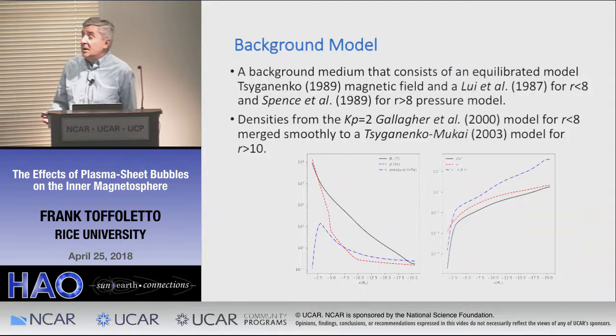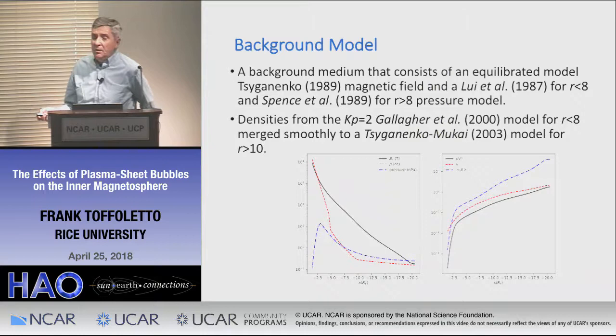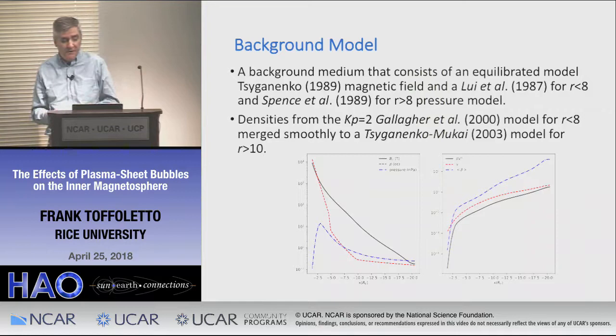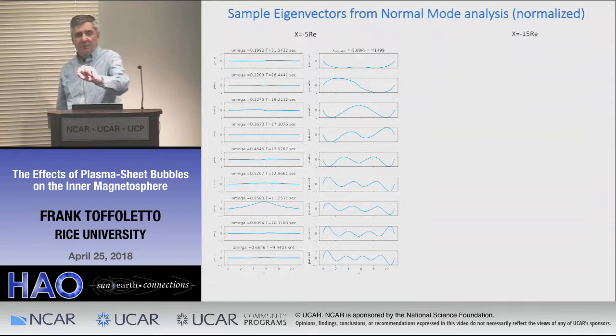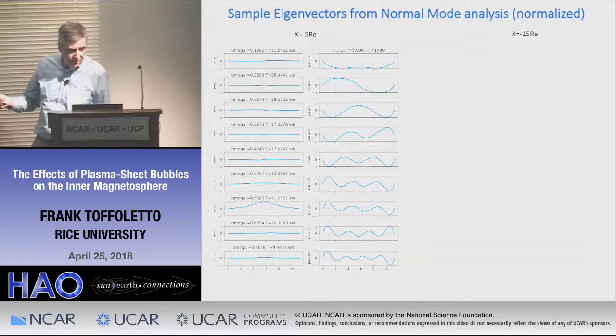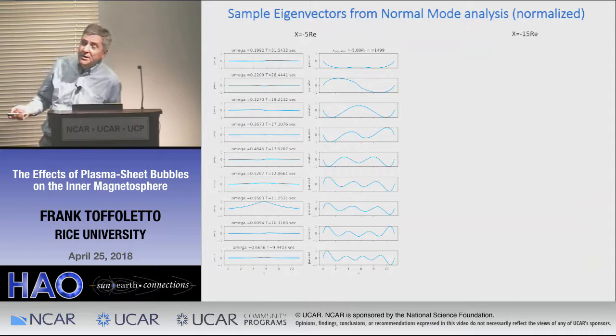So this is taking a Tsyganenko 89, a Spence and Kivelson, and Tsyganenko and Mukai pressure model, and then we also add a Gallagher type model for the background density, because the densities affect the system. When you do the normal mode analysis, you pick a field line that has a specific equatorial crossing point. You end up with a whole zoo of waves with different wavelengths, different frequencies. Here's an example, I'm sorry it's hard to read, but this is the perpendicular mode, and this is the parallel mode for the first 8 eigenmodes that are seen in the system.